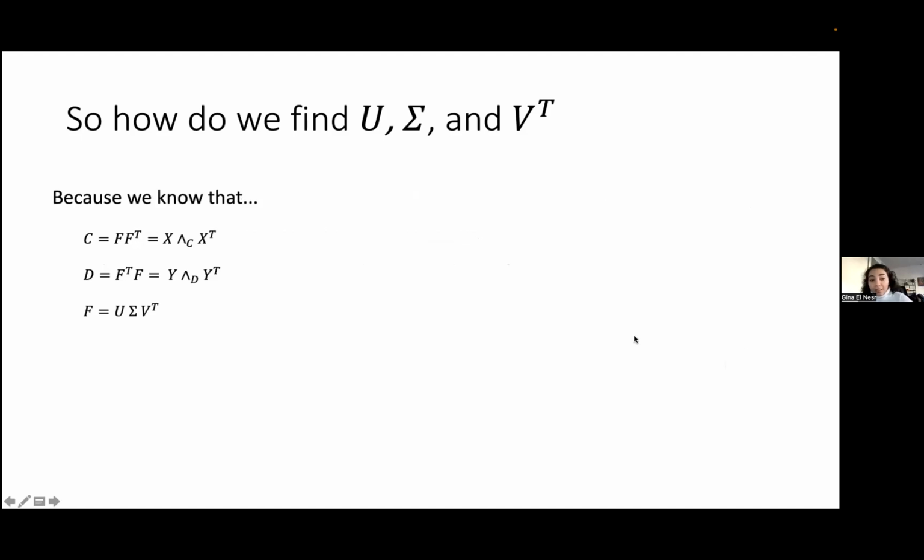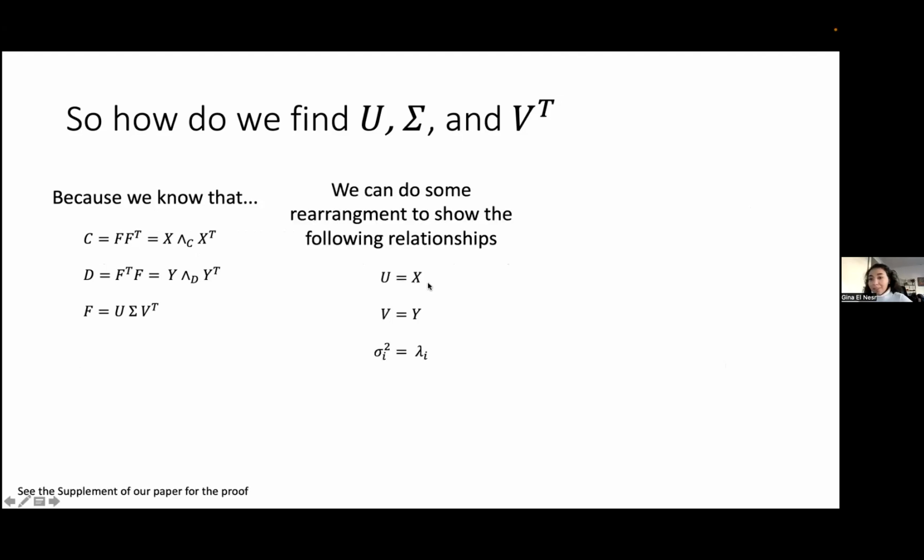So we know that C is equal to F F transpose, and it's also equal to X C caret X transpose. The same is true for D, and we also have the equation from the SVD. Since we know all of that, you can do some substitutions and some rearrangement. Again, that whole proof is in the paper, in the supplement, and we walk through it, so it should be pretty accessible to everyone. You end up realizing that X is just equal to the U matrix, and V is just equal to the Y matrix. And our eigenvalues are equal to our singular values squared.